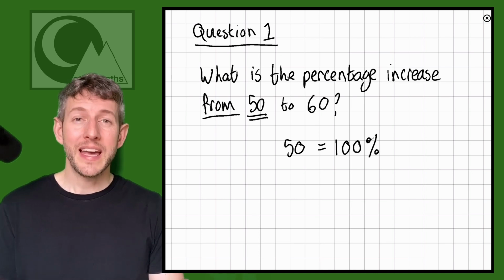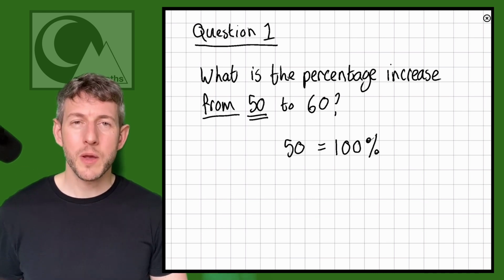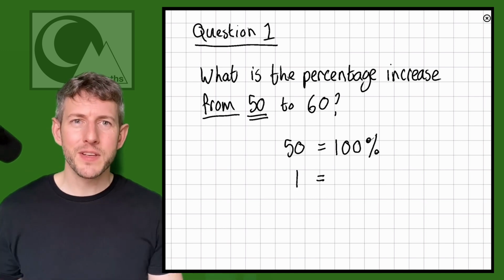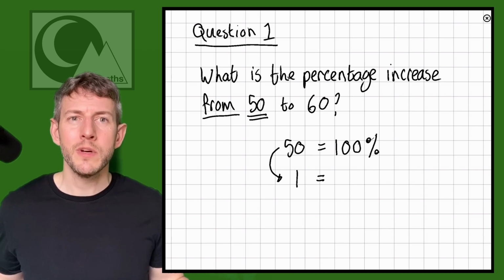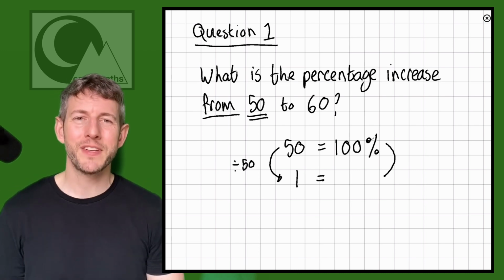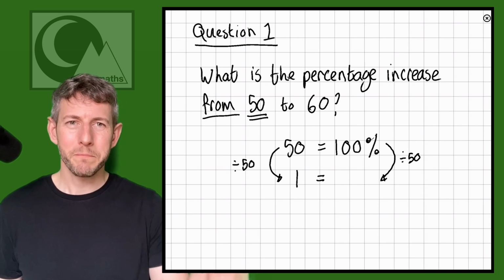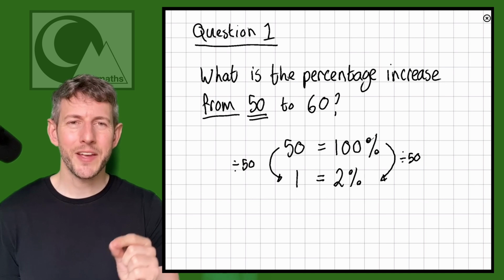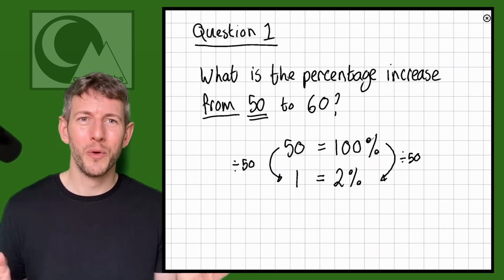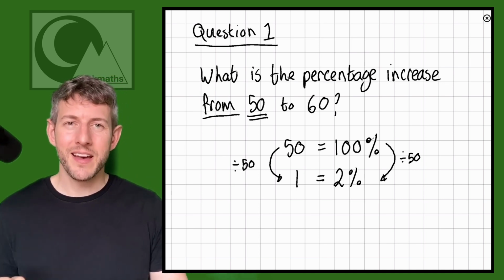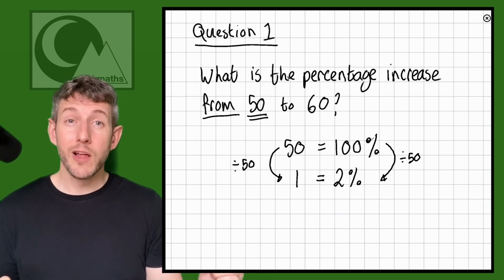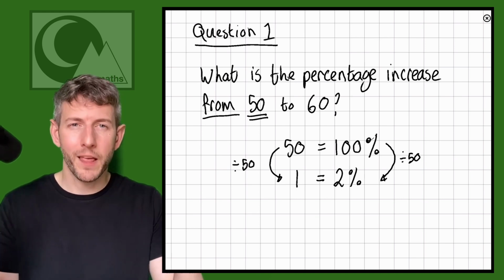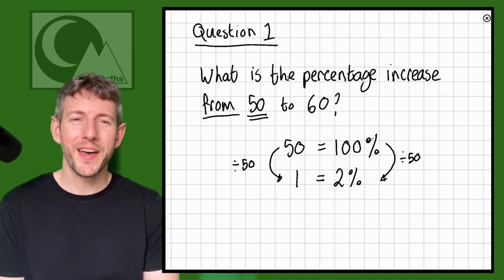Now what I'm going to do is I want to know the value of 1. So if 50 is worth 100%, what is 1 worth? So I divide both sides by 50 because it's directly proportional. I can divide them both by 50. So 50 divided by 50 is 1. 100% divided by 50 is 2. So 1 equals 2%. Okay, wonderful. If you try that in your calculator and you get a different number, it's likely that you've done that division the wrong way around. So just make sure you're typing in 100 first. 100 divided by 50.